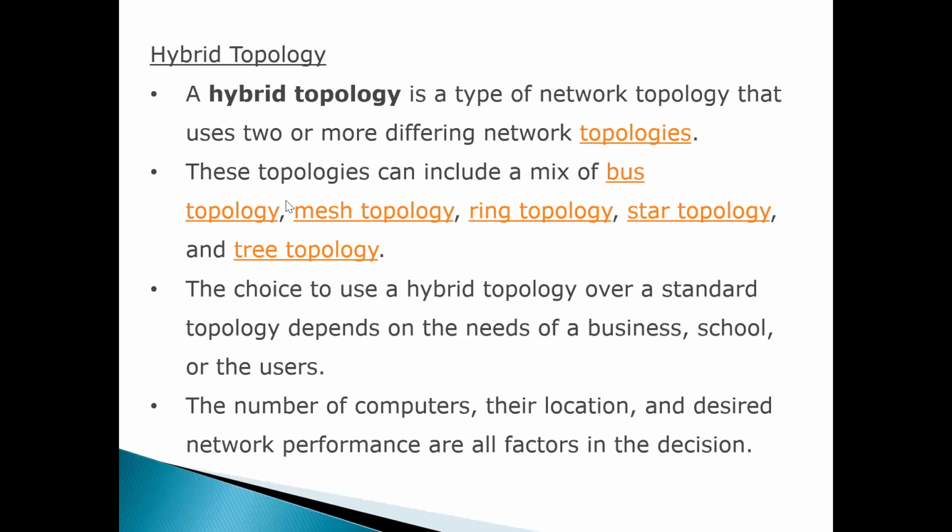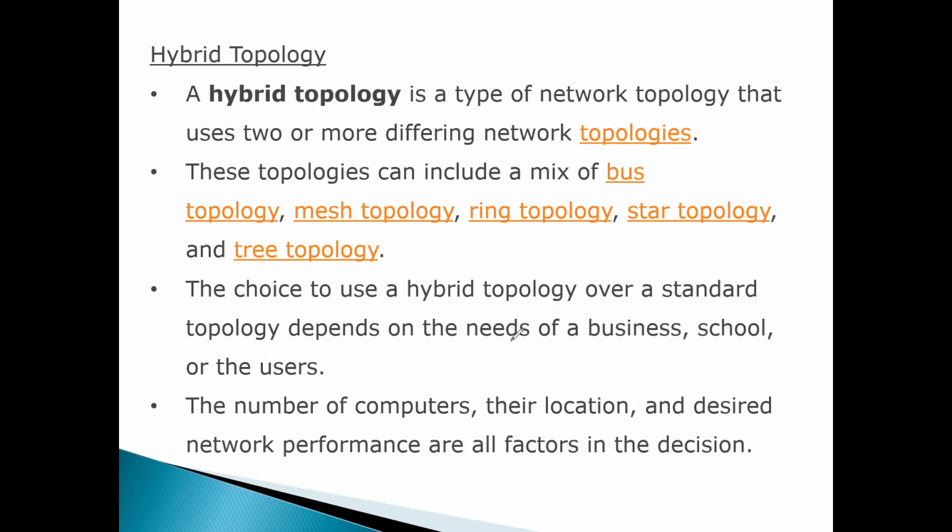So hybrid topology basically is a type of network topology that uses two or more different network topologies. These can include a mix of bus topology, ring topology, star topology, and tree topology. Okay, so hybrid means two or more topologies can be used at a time.